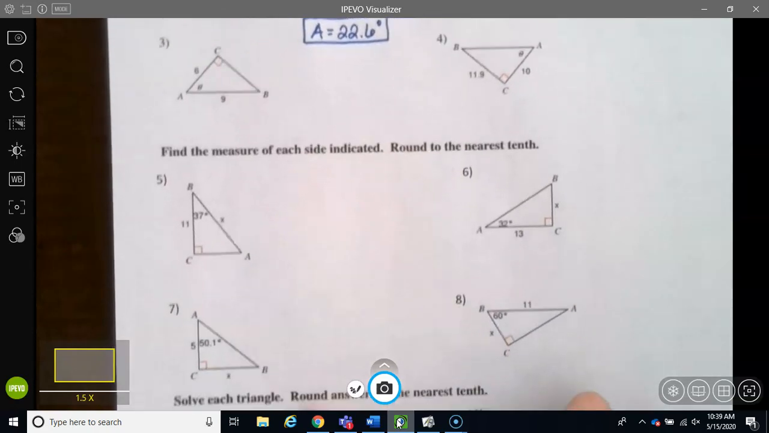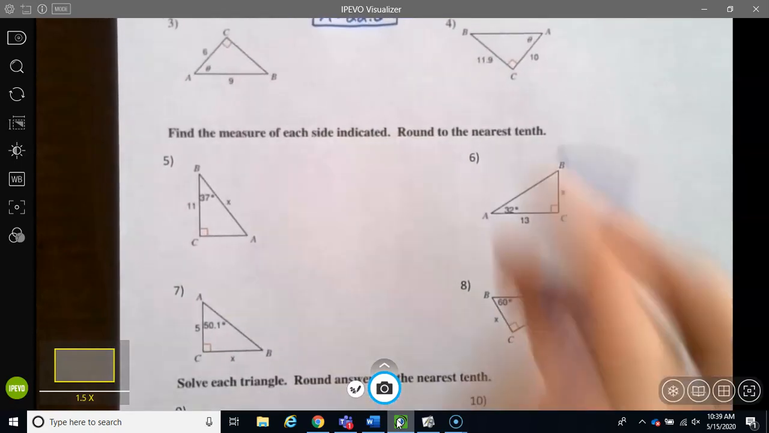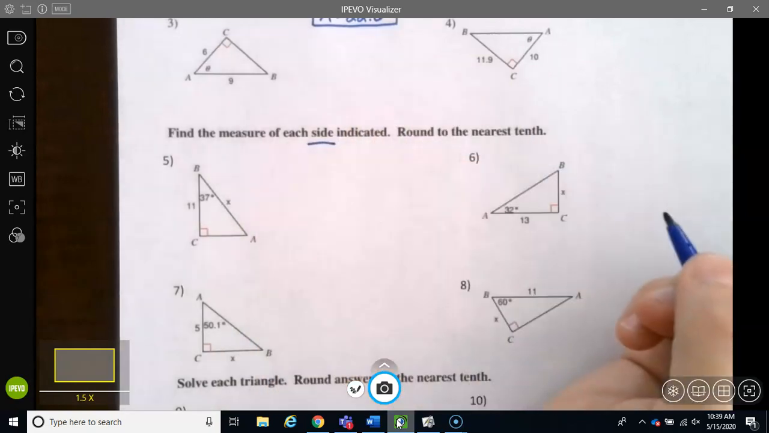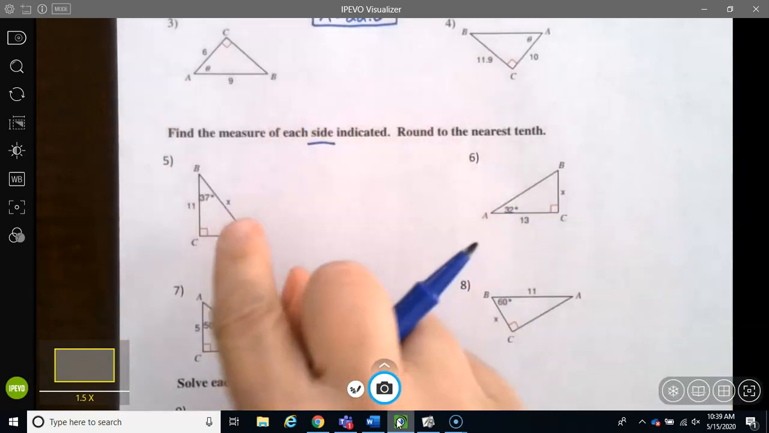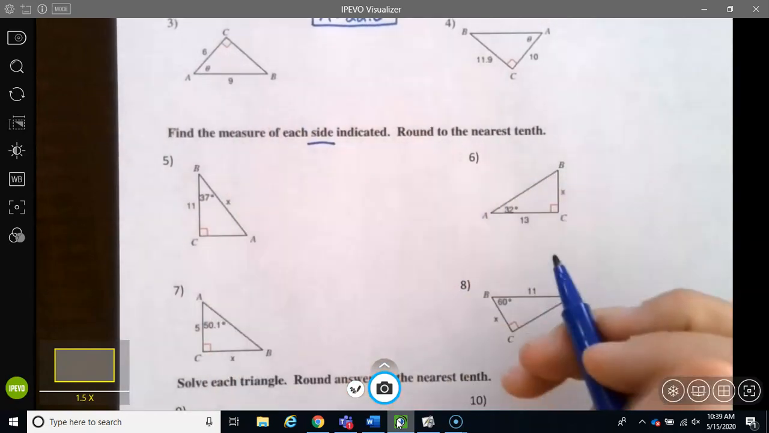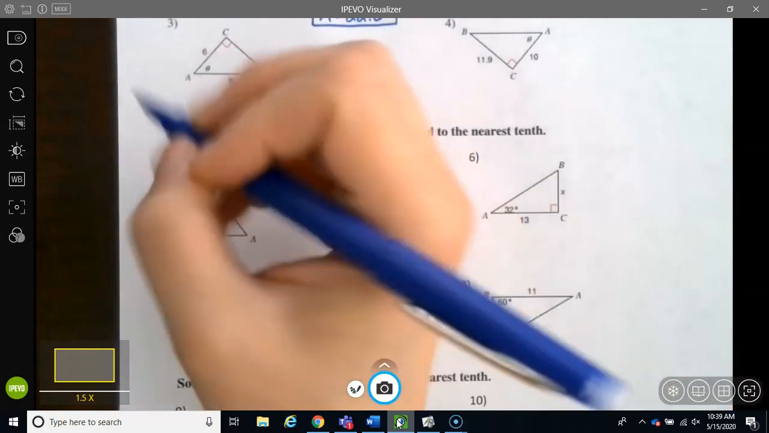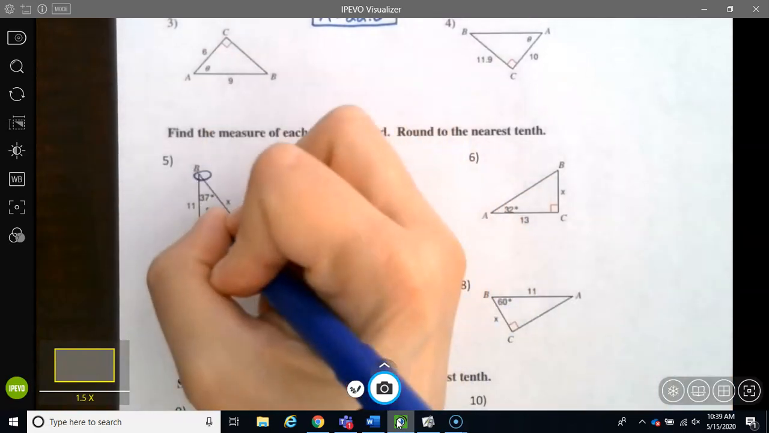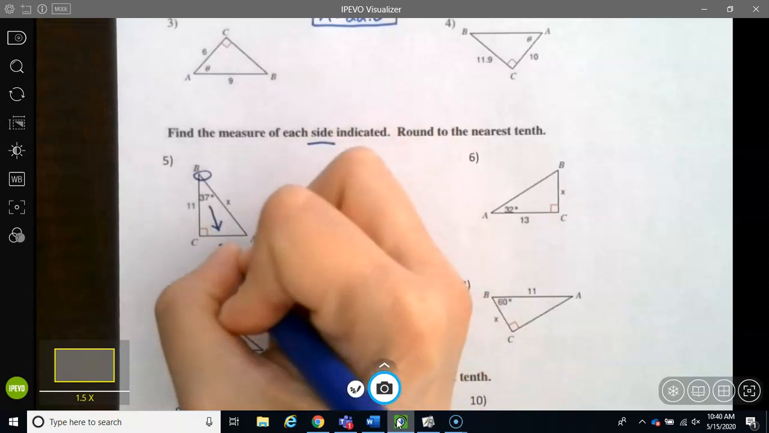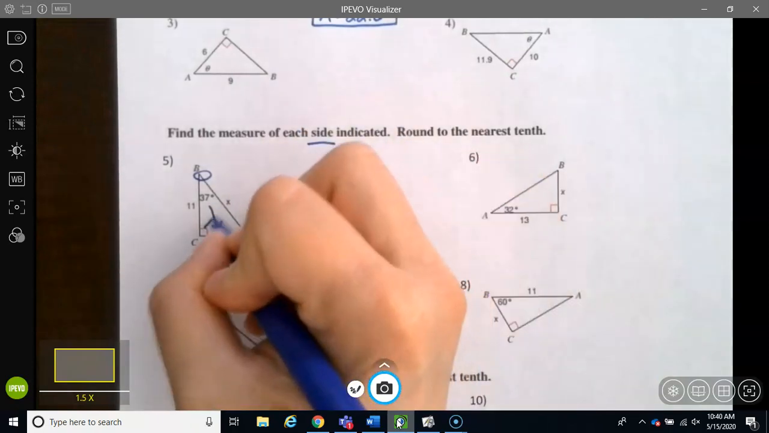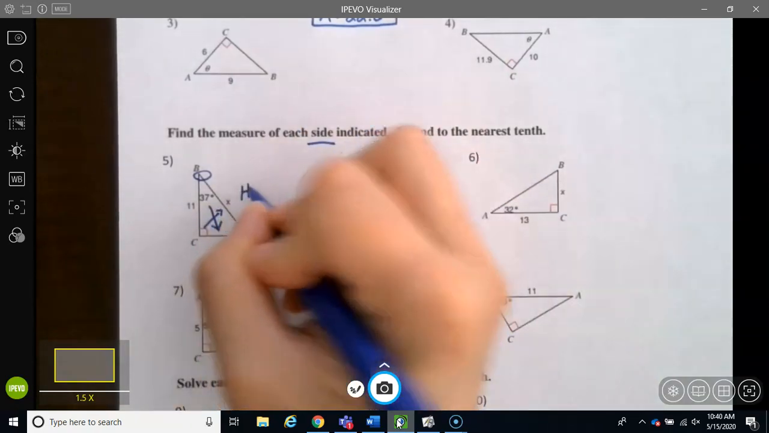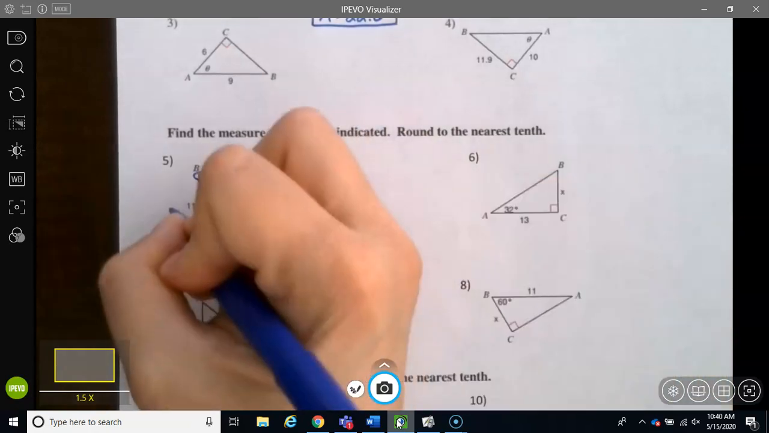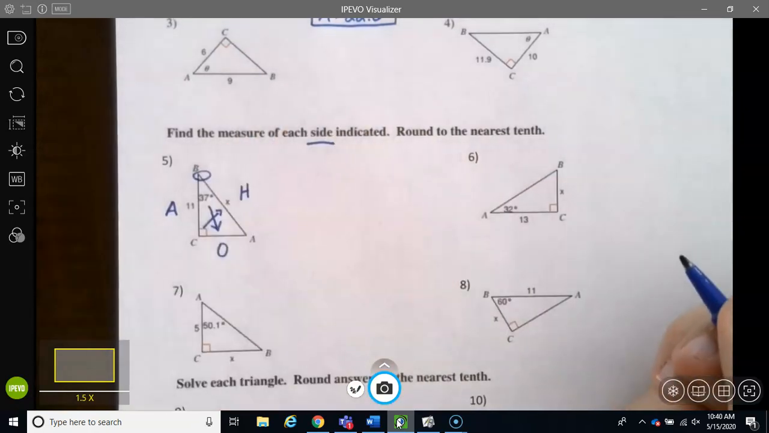Down here, it says find the measure of each side. So I'm going to do this first one here. Wherever the variable is, that's the side they want you to find. Whatever angle they give you, that's your reference angle. So angle B is our reference angle. Figure out the opposite side from there. The hypotenuse side is across from the 90-degree angle. And then the one left over is your adjacent side.